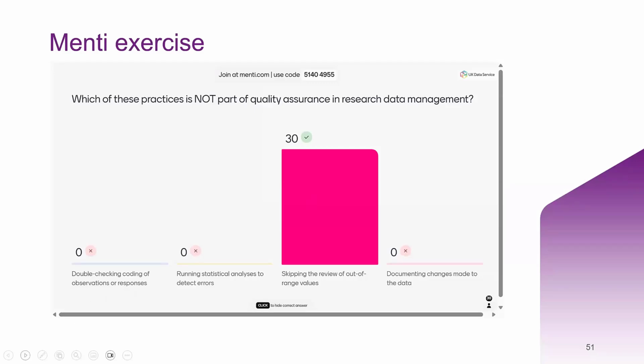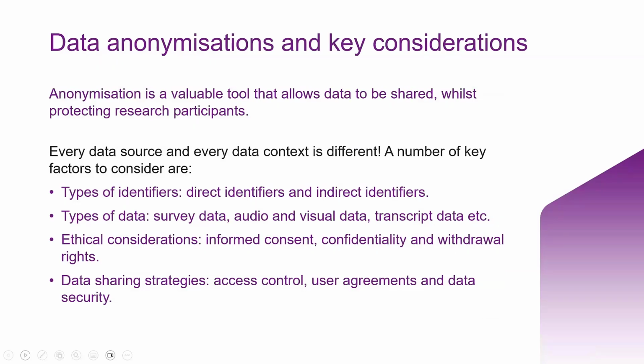Really important. It can really affect secondary researchers. Now, data anonymization and key considerations. Every data source and data context is very different, but there are key factors that should always be considered. What are the types of identifiers in the data that we have? Do we have direct and indirect identifiers? What are the types of data that we're working with?